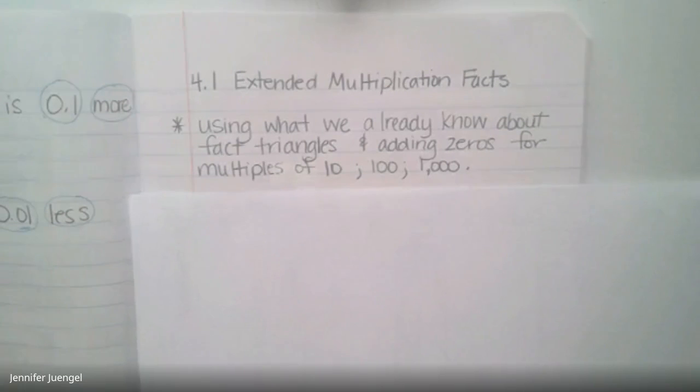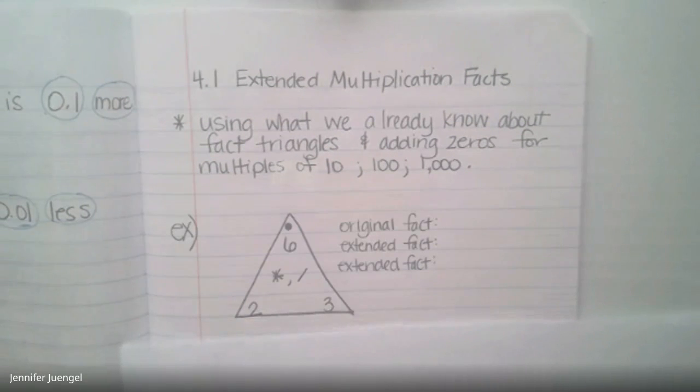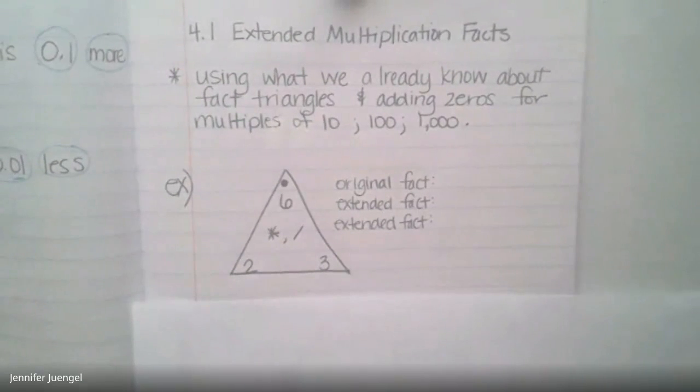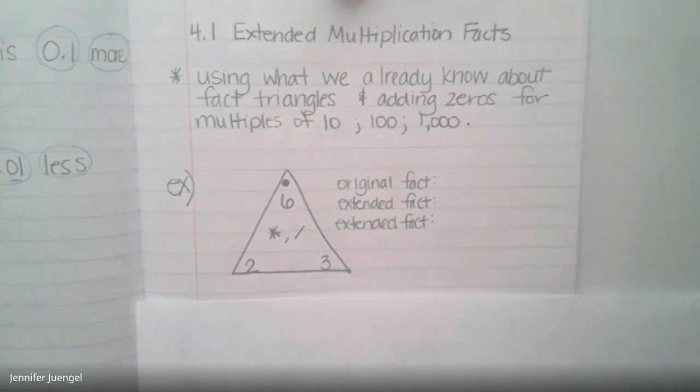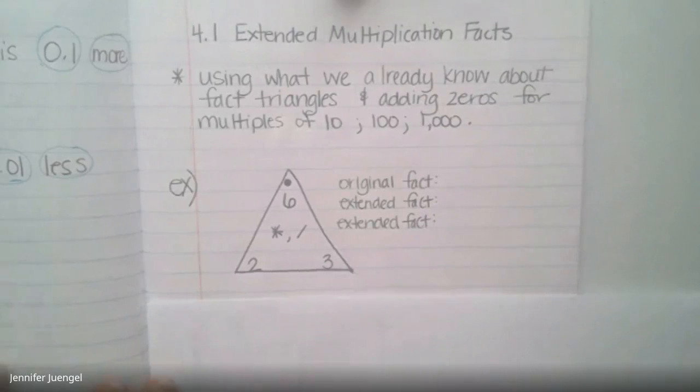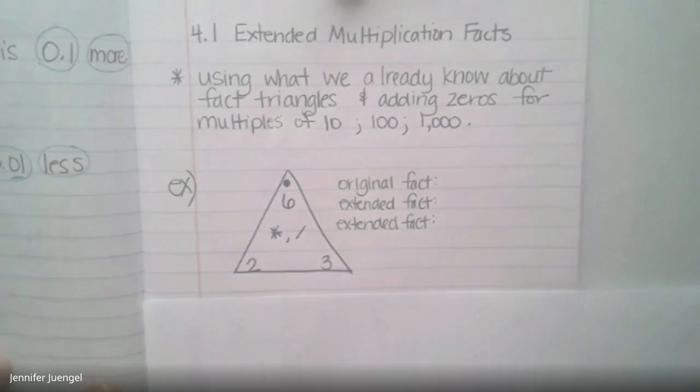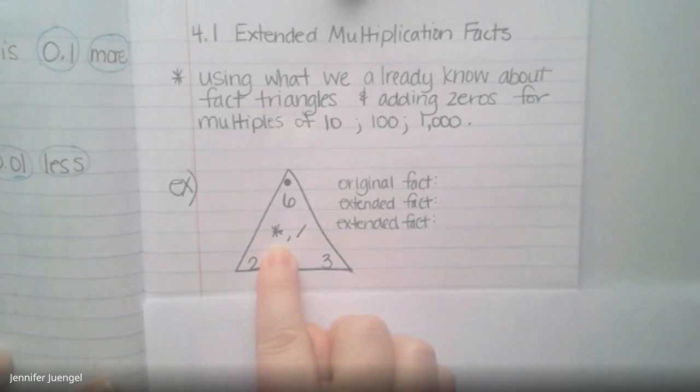So for example, if I look at a fact triangle like this one, you know exactly what this looks like. It's a basic fact triangle that we've looked at since first grade, back when they were fact triangles for addition and subtraction. So here's a fact triangle for multiplication, and we know that it's multiplication because we see the symbols for multiplication. So remember that rather than just the standard old X for multiplication, you might also see an asterisk, and that just means that we're going to multiply.